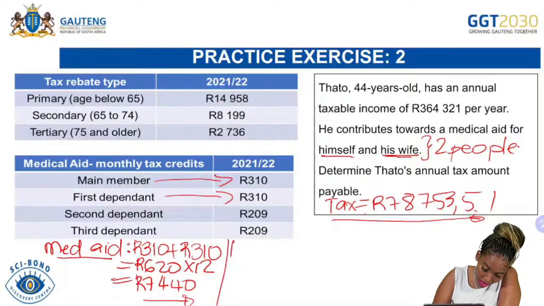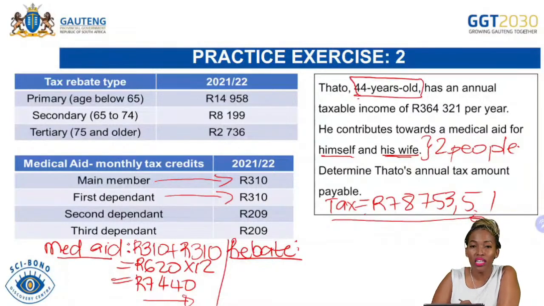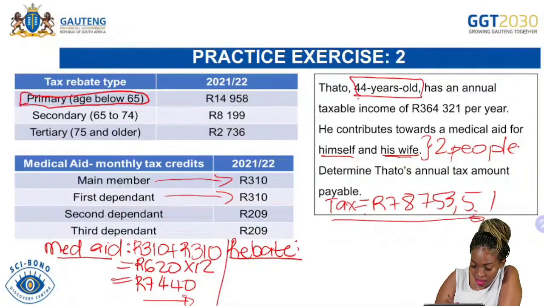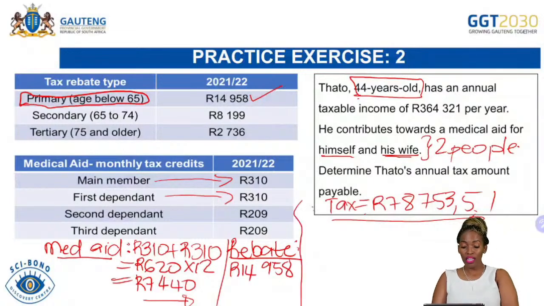And then for rebate, how old is our taxpayer? She is 44 years old. So as a 44-year-old, she falls under the primary rebate. And how much rebate will she get? She will get 14,958. So this is the rebate that she will get.